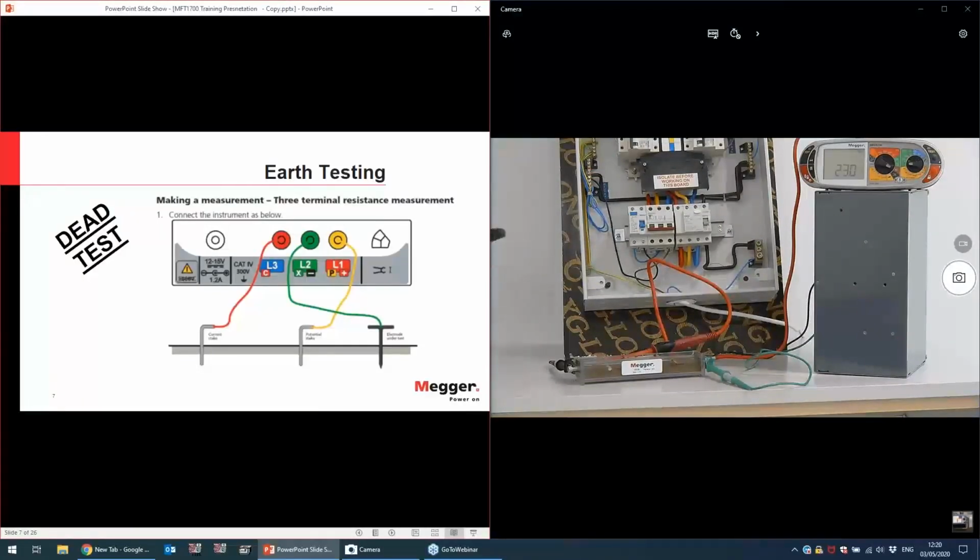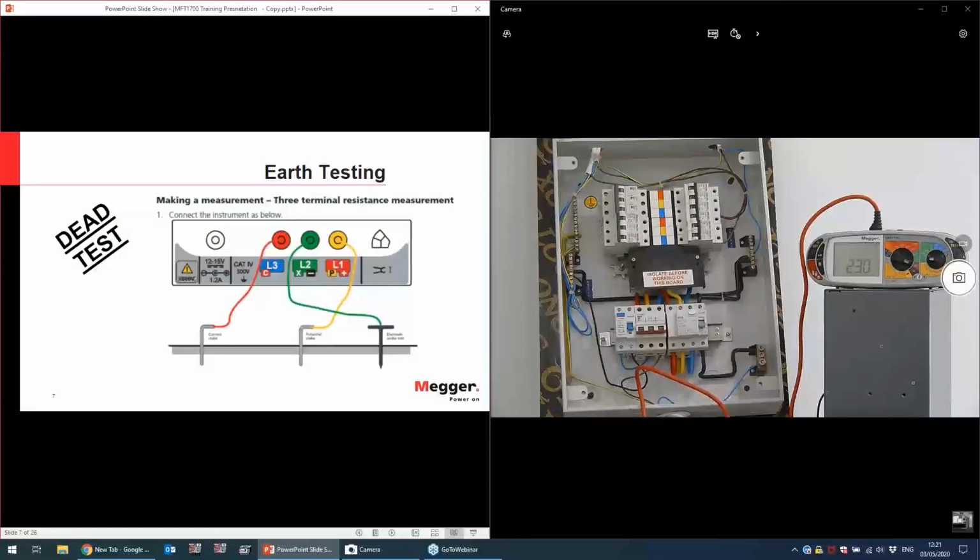I am now more confident that I have better safety in my distribution board, since all the insulation is good, and my earthing conductor and my earthing electrode are in good shape as well. So now we will go conduct the other tests here. Just remove this wiring.